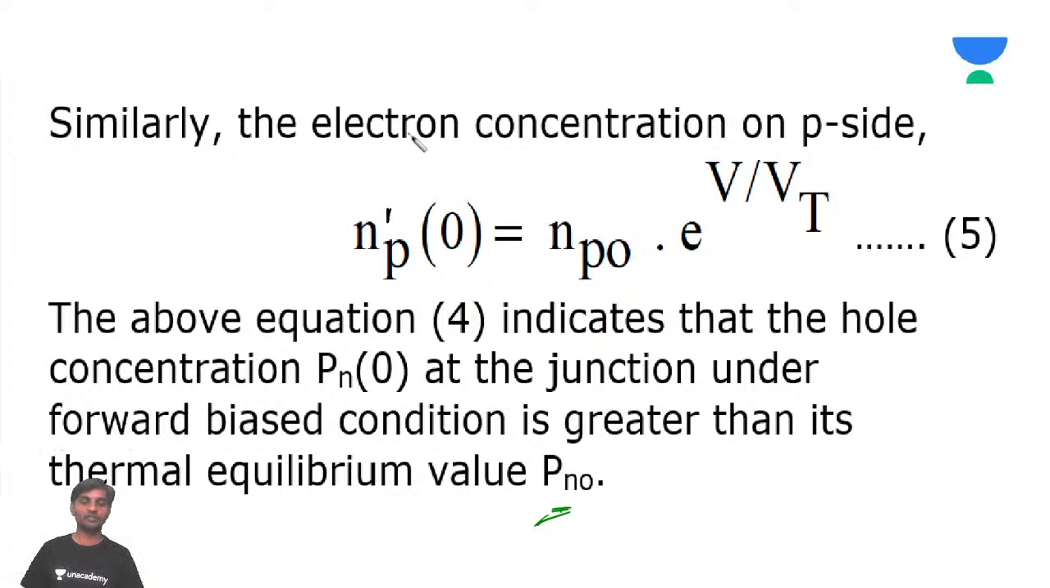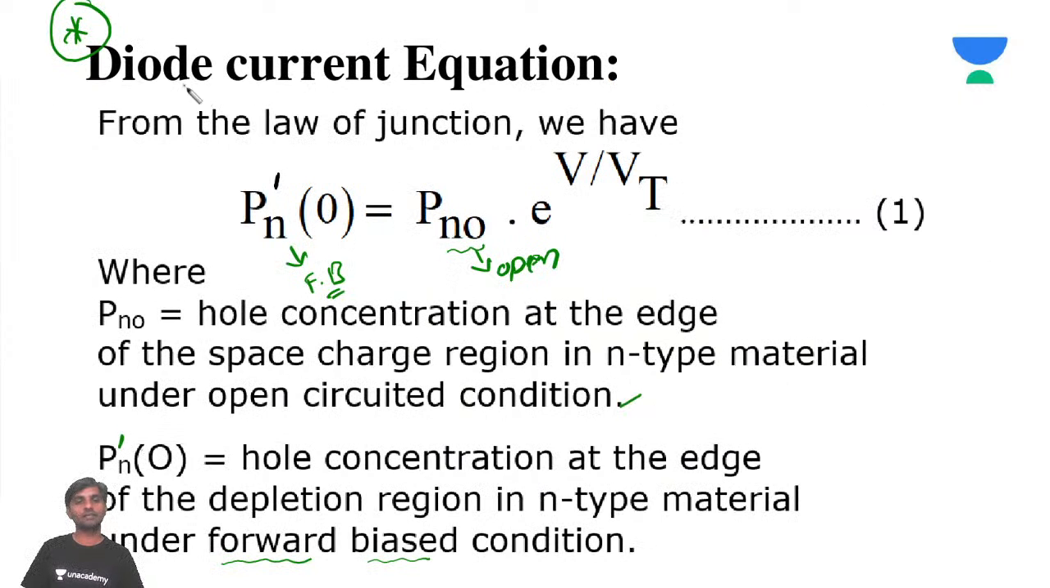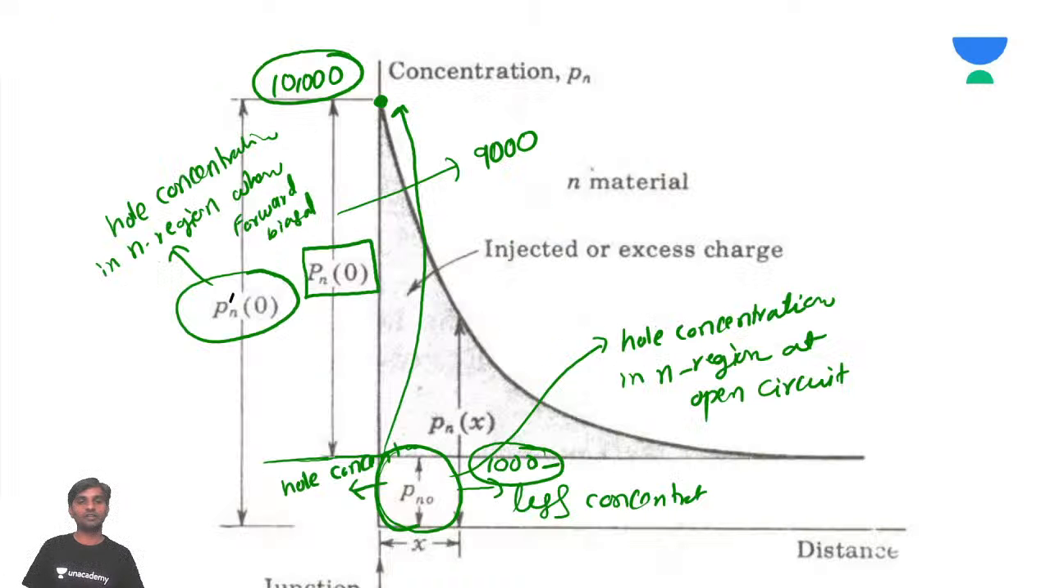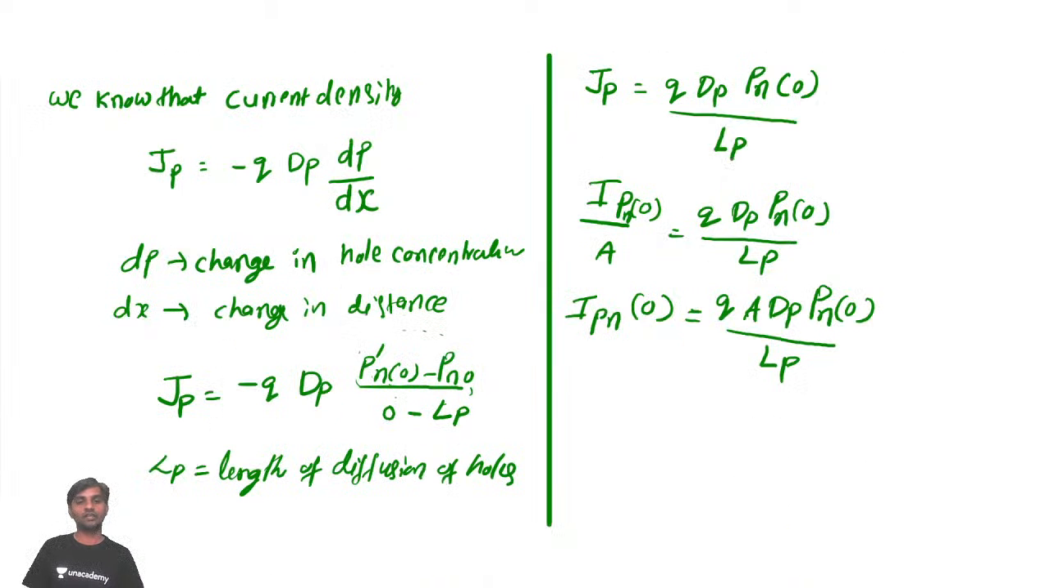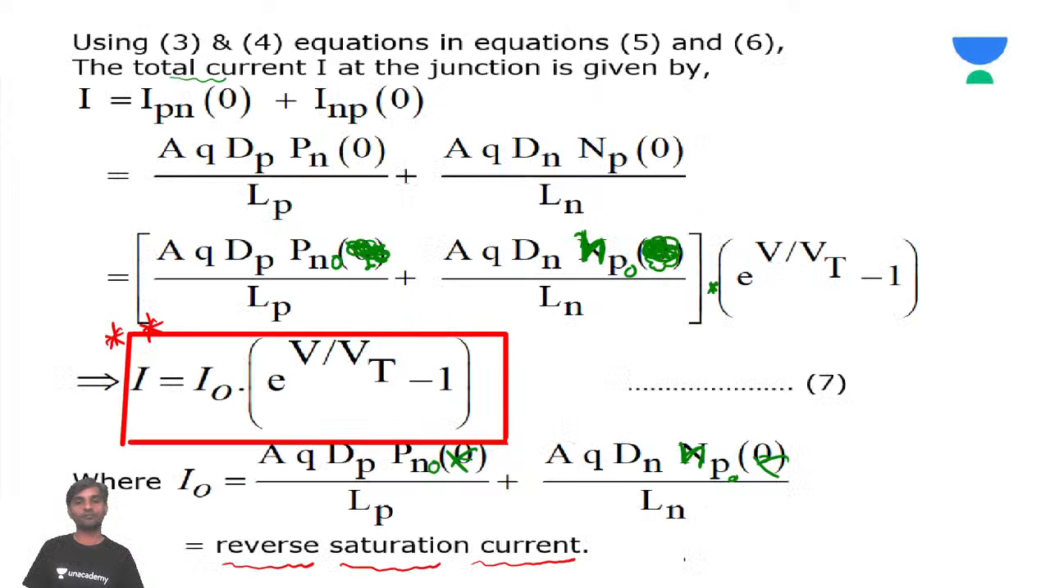So this equation is very important. Now here comes the diode current equation. By considering the law of junction, we derive the diode current equation, which is very important. The diode current equation is I equal to I naught into e power V by VT minus 1.